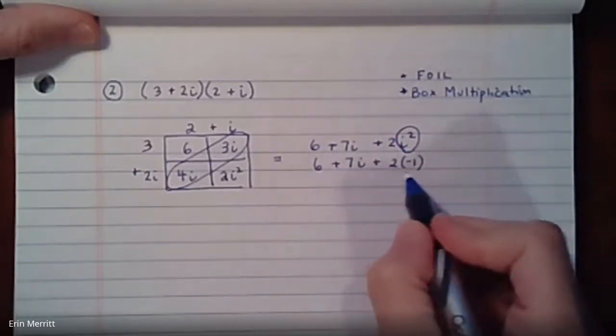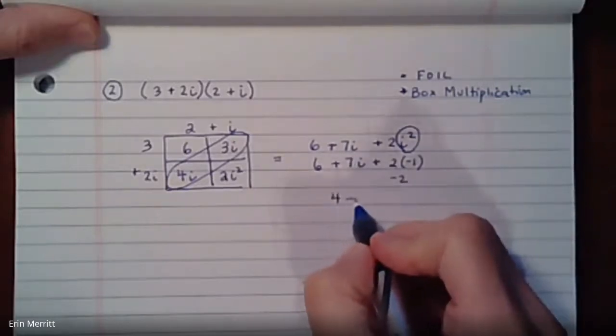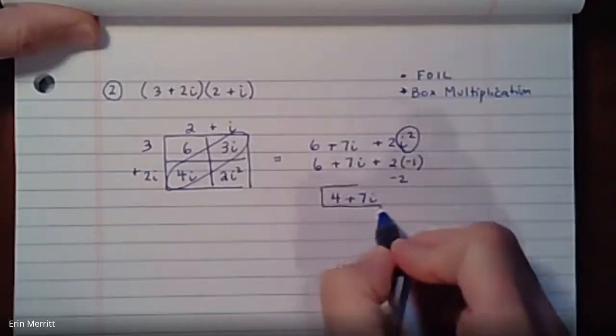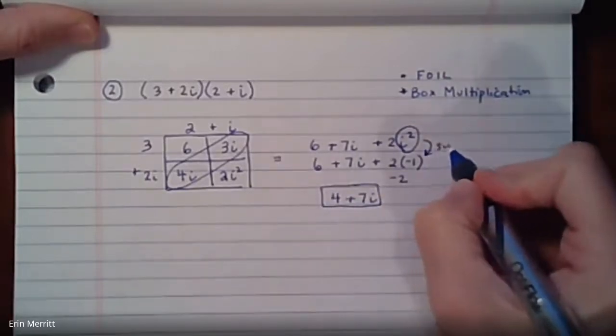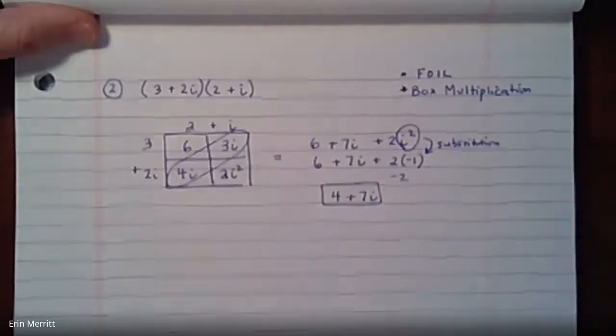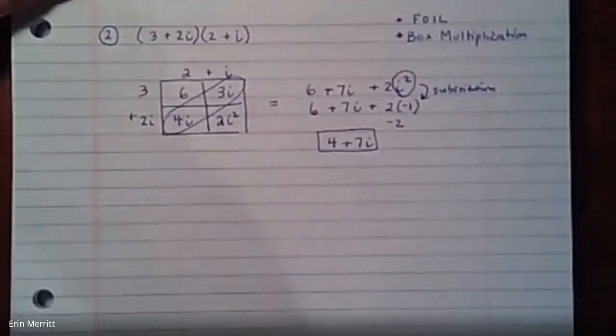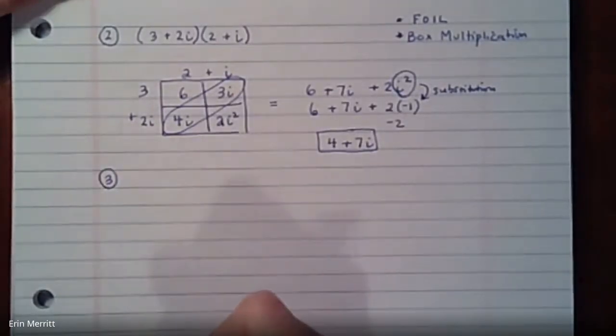And so then this becomes -2. And then 6 minus 2, we get 4 plus 7i. Cool. So just don't forget, you're going to have to make that little substitution here. Otherwise, it's nothing more than just some practice with multiplying polynomials, which we did earlier in the year. That was actually some summer homework stuff.